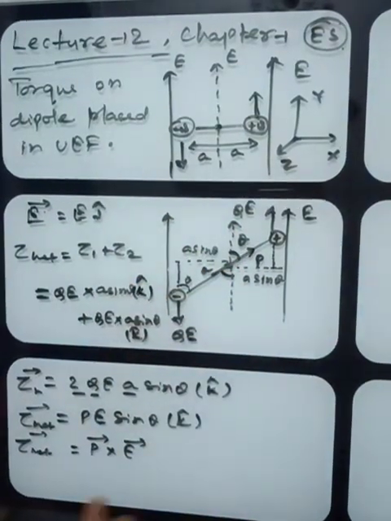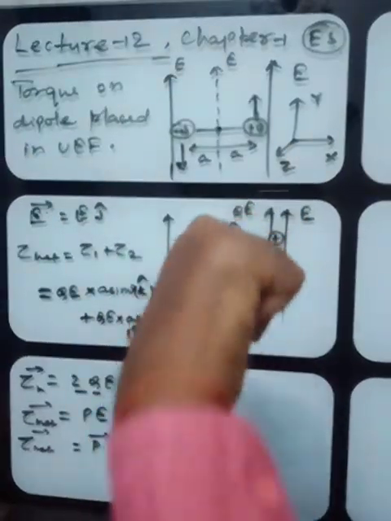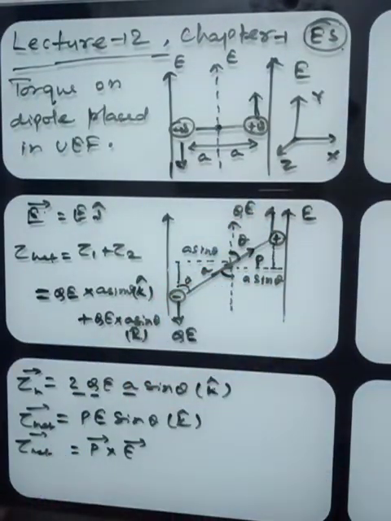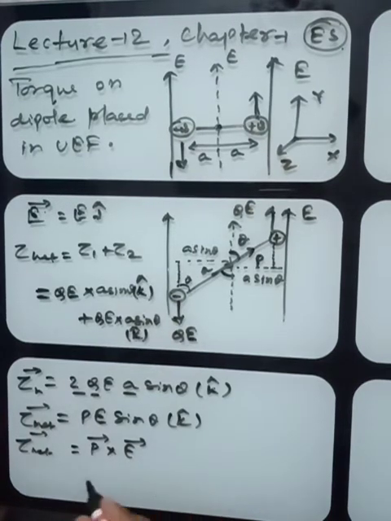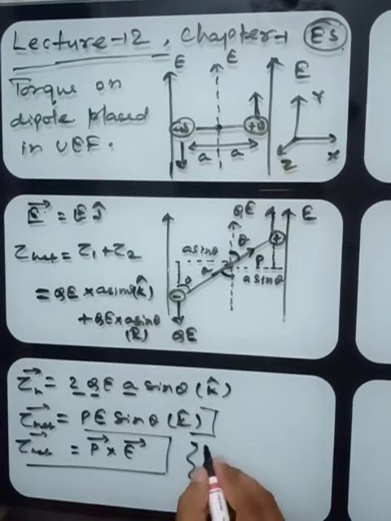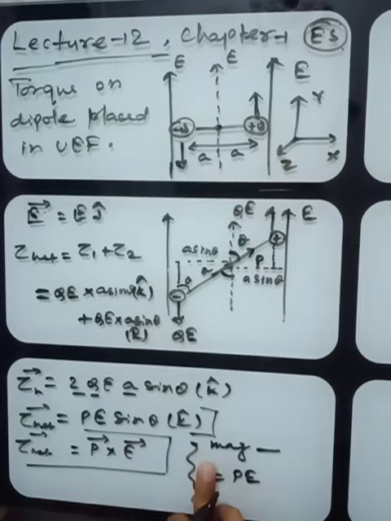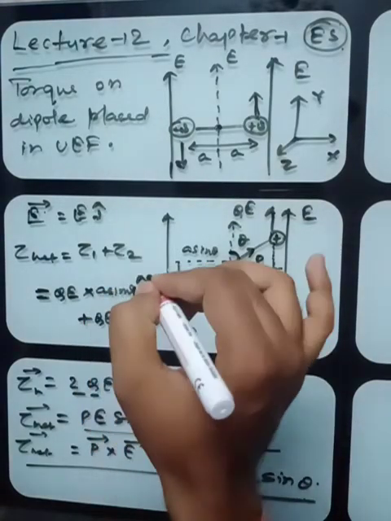If you make E cross p, then E is above and p is in this direction, so it will give you the direction of torque downward, which will be wrong. We have the direction of torque in the upward direction, so we write p cross E, not E cross p. This is a very important formula. The magnitude of torque is pE sin theta. Try to remember this pE sin theta.